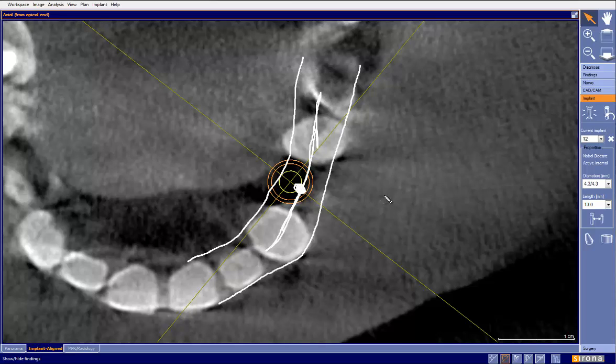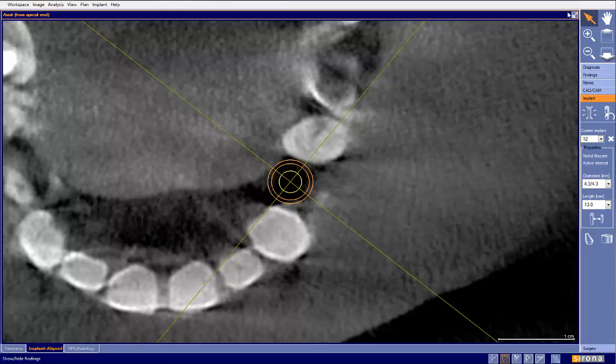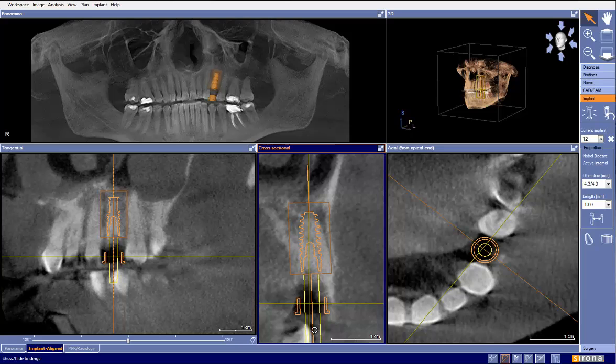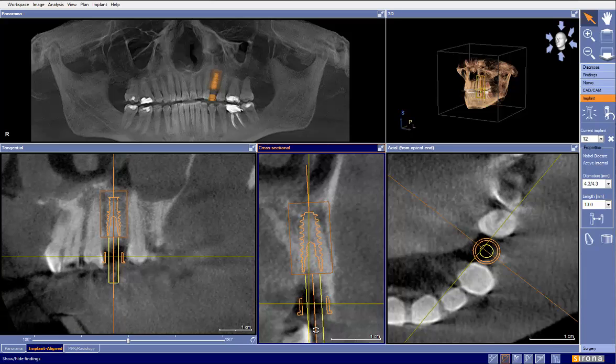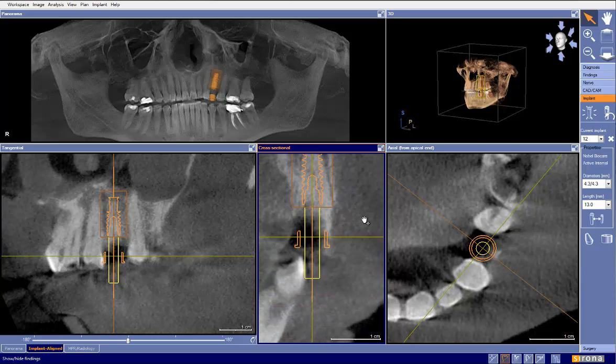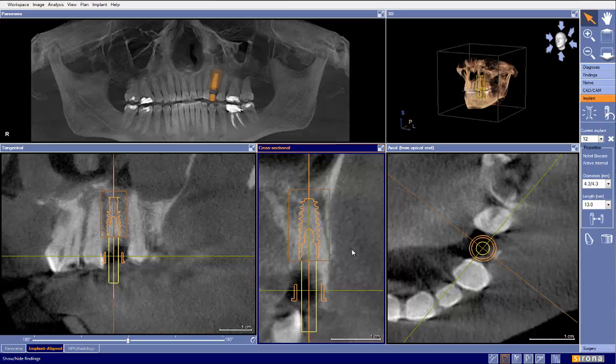So we're a little to the lingual. Again, it may not matter, but as we're planning it, we want to be more ideal. So maybe we need to come out just like so. And that's probably a little more ideal. Great.